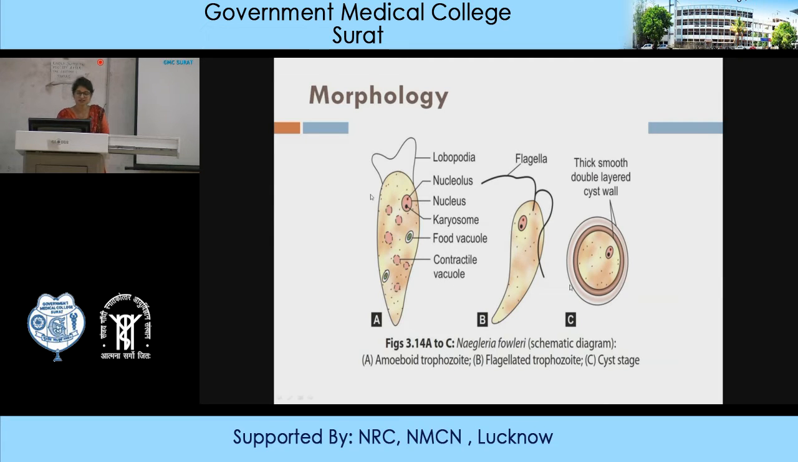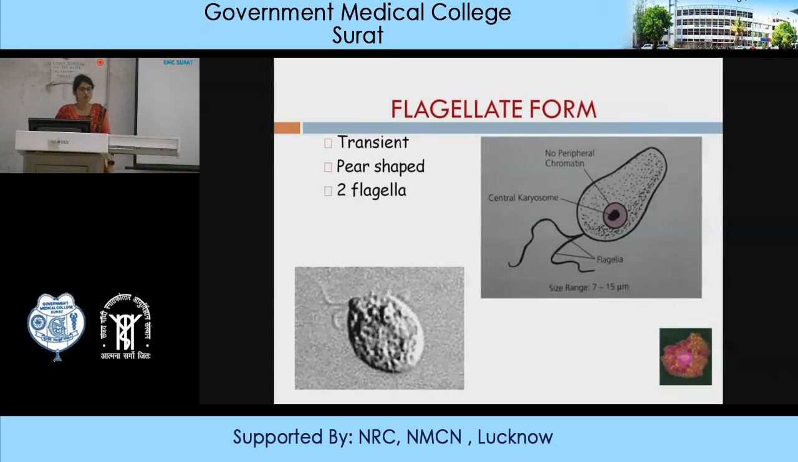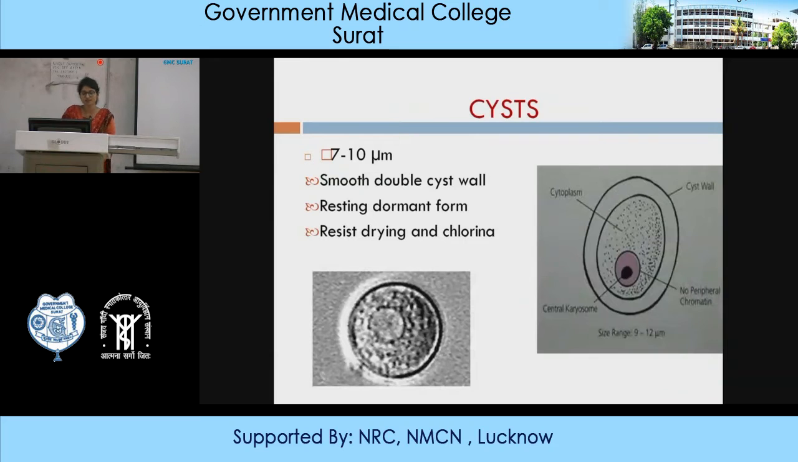And the cyst has a thick double layered cyst wall and granular cytoplasm with the nucleus carrying the nucleolus and the karyosome. So this is the amoebic form, which is the growing and replicating form. Then the flagellated form, the transient form, is pear-shaped with two flagella, and the cyst form with the double cyst wall is the dormant form, and they resist drying and chlorination.